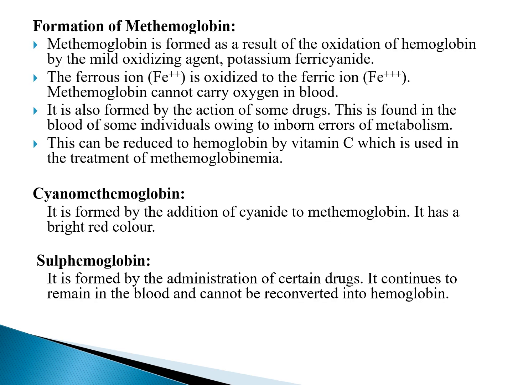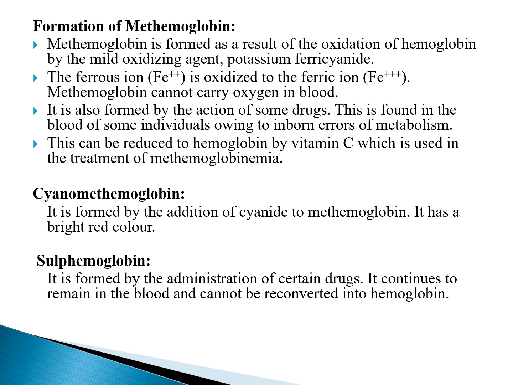Formation of methemoglobin. Methemoglobin is formed by oxidation of hemoglobin by mild oxidizing agents like potassium ferricyanide. The ferrous ion in the hemoglobin molecule is oxidized to ferric ion. Methemoglobin cannot carry oxygen in blood. It is formed by action of some drugs. This condition is found in individuals having inborn errors of metabolism. This can be reduced to hemoglobin by vitamin C, which is used in the treatment of methemoglobinemia.